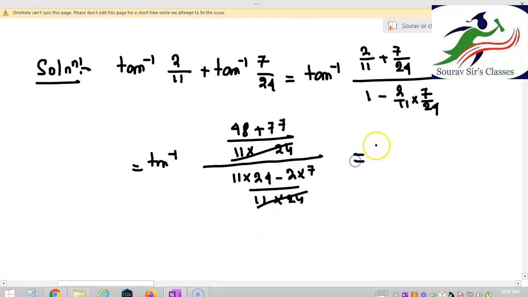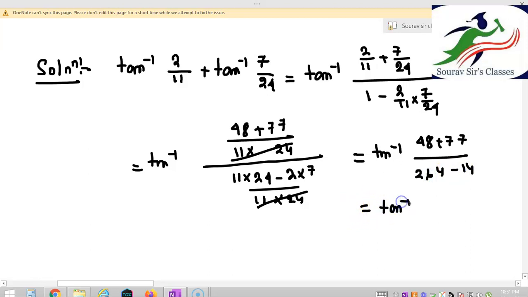So it will be tan inverse of 48 plus 77 by, if you multiply 11 with 24, you will get 264, minus 14, right students? So 48 plus 77 is 125. So 264 minus 14 will be 250, right? So you can see that it will be 1 by 2, right students? So the value of this will be tan inverse 1 by 2.